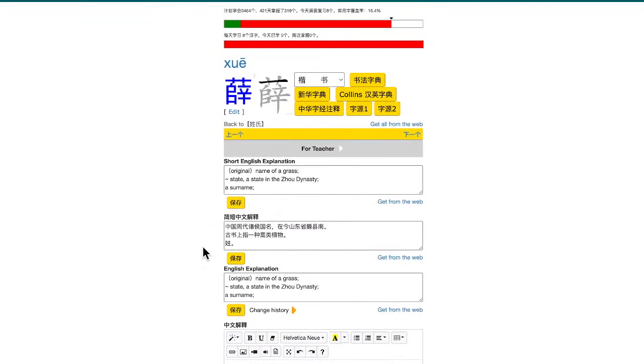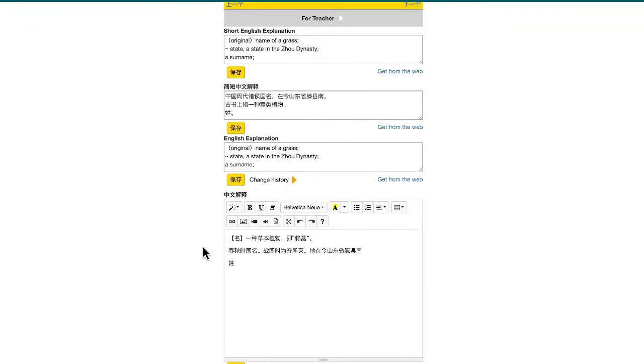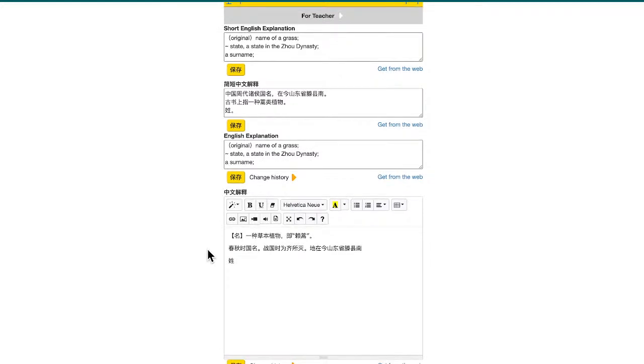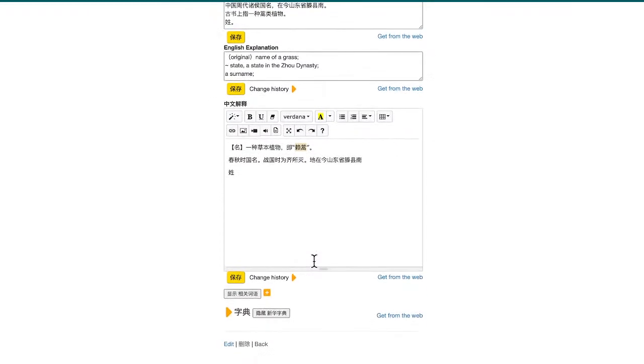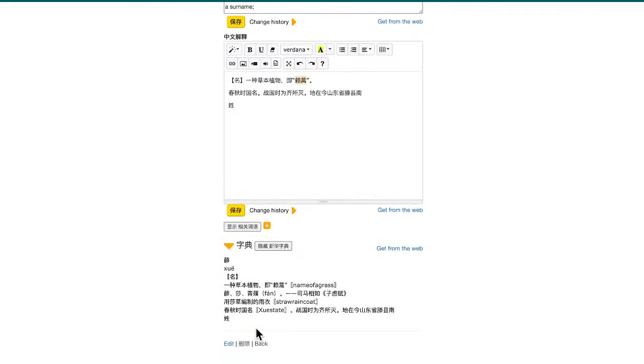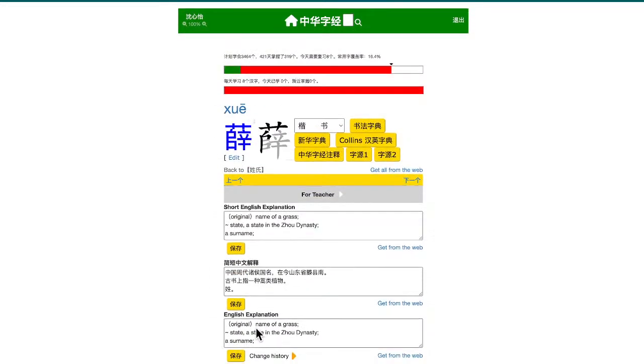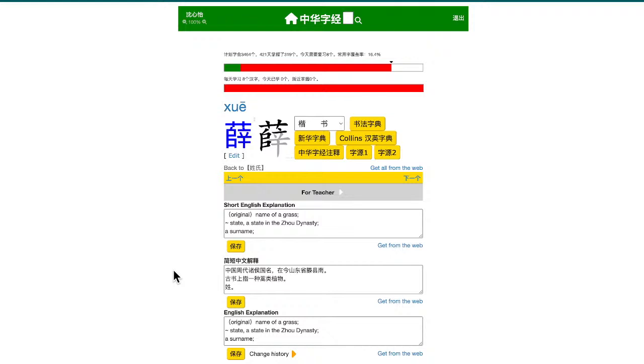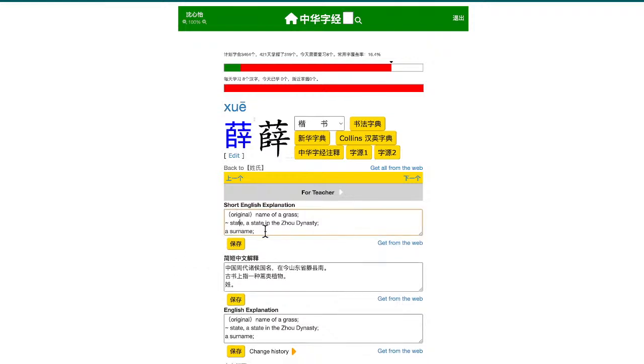Okay, Xue. So the original meaning of this character is a name for a type of grass. Another name for that type of grass is lai hao. But it's really not a common use. This is also the name of a feudal state in the Zhou dynasty, but nowadays it is pretty much only used for people's surnames. Okay, Xue.